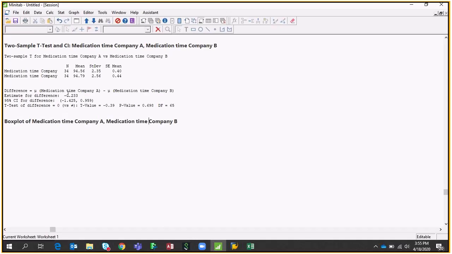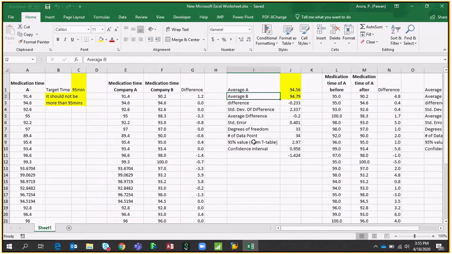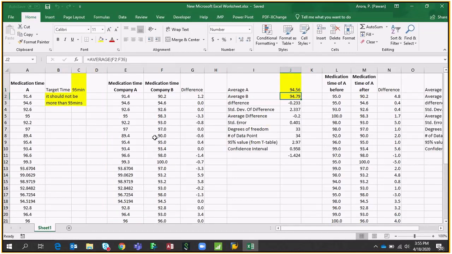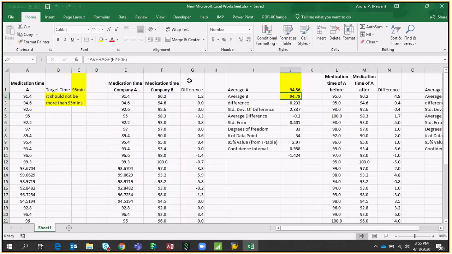Now I want to show you in Excel how you get this difference and how you get this confidence interval. Okay, let's go back to the Excel file. If you see, it's very simple. I have taken the average of A and the average of B. Average of A is nothing but the average of all these data points. Average of B is nothing but, if I just press F2, the average of company B, right? And I have also taken a difference. The difference is this minus this, this minus this, or you can take vice versa, company B minus company A, nothing will change.